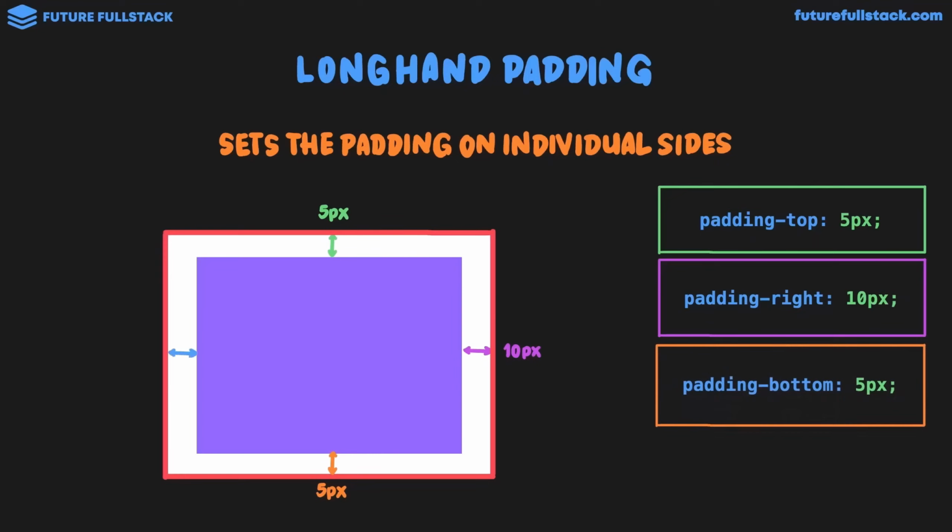And finally, on the left, between the content and the border, there's 10 pixels of padding, and this would be defined as padding-left 10 pixels. Now you have complete freedom to set whatever values you want. It just so happens that for this card, the top and bottom values are the same, and the left and right values are the same.